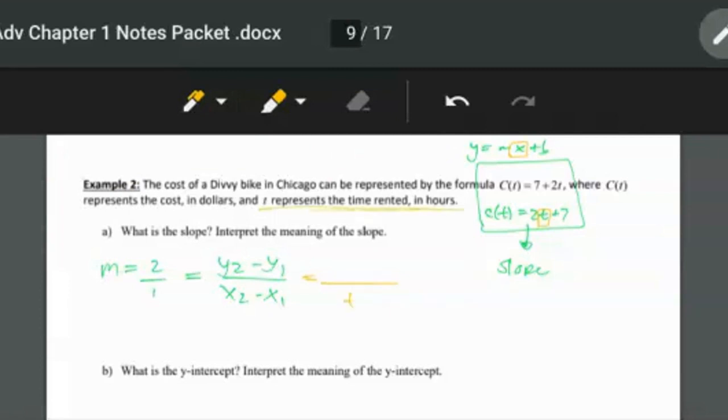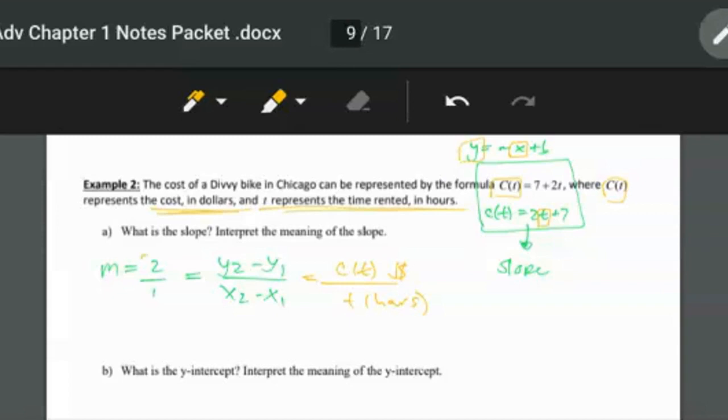t is represented in time in hours. So t is in hours. And then your y value, your y is really your C of t. And they said C of t represents cost in dollars. So this is C of t, and those are costs in dollars. That's how I think it through.